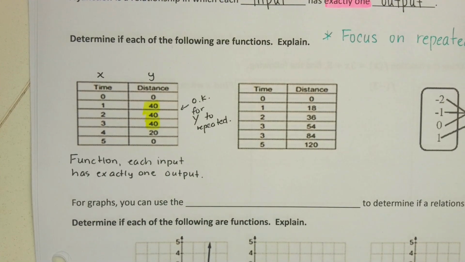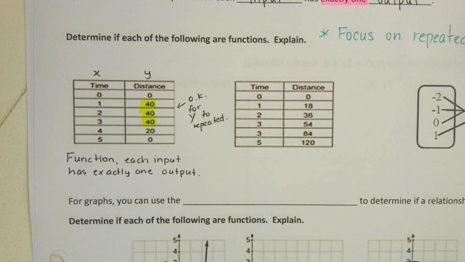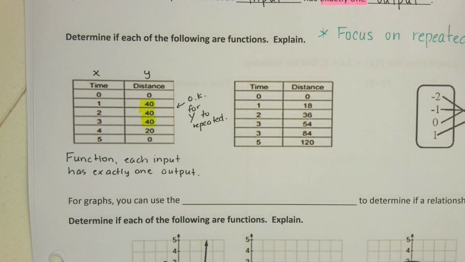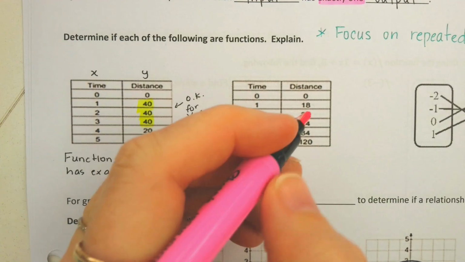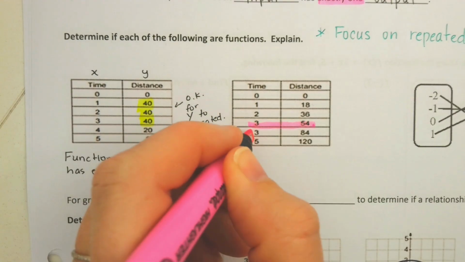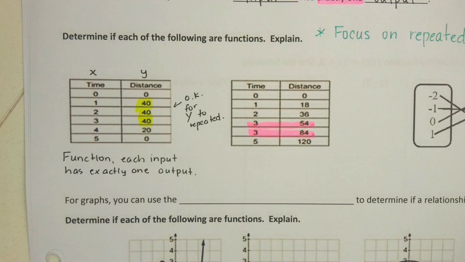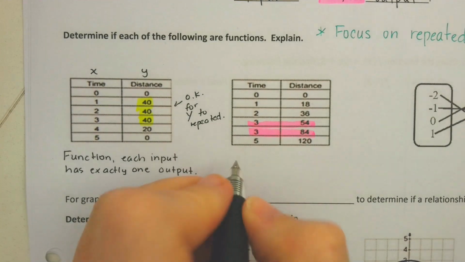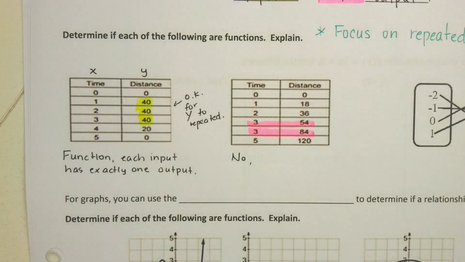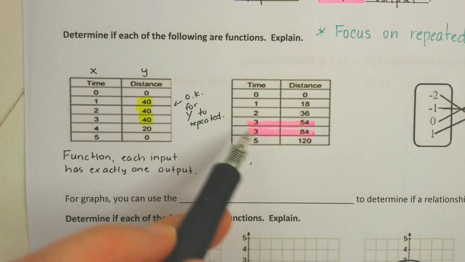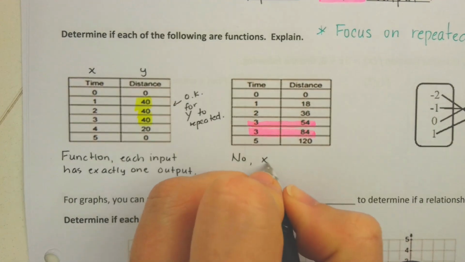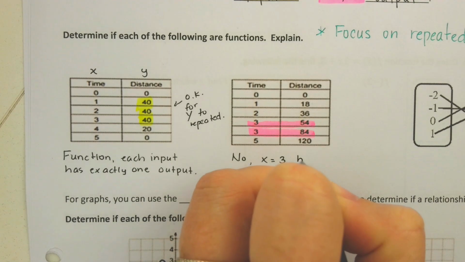Okay, second one. Again, X's are on the left, Y's are on the right. Do we see any repeated X's that we need to focus in on? Yes. Now again, that doesn't necessarily make it bad automatically. Okay? We've got 3 going to 54, and we've got 3 going to 84. Ooh, is each input paired with exactly one output? No. So this one is not going to be a function. Not a function. And the reason is, when X equals 3, it has different outputs. X equals 3 has different outputs.